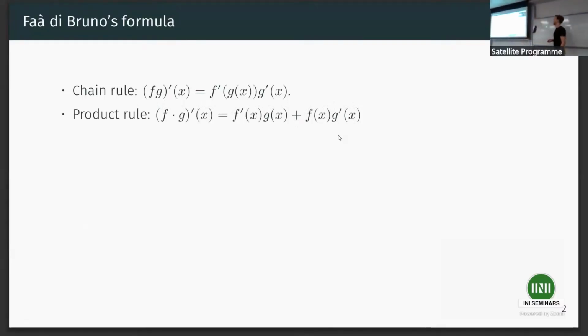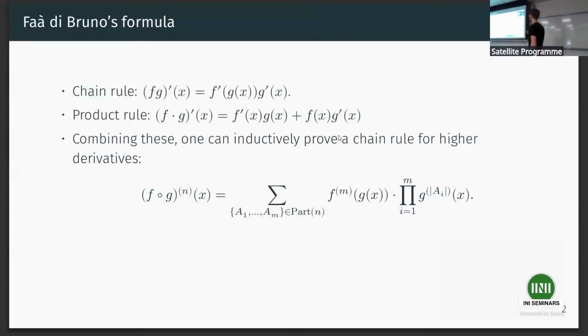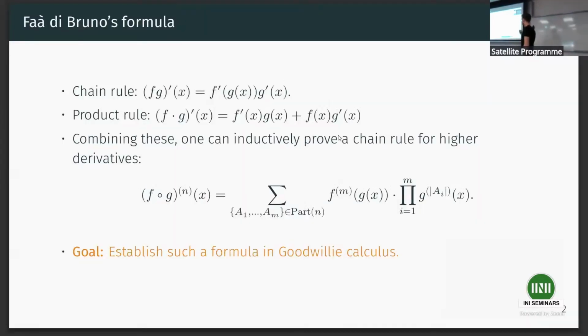And then there's the product rule, which tells us how to compute the derivatives of the product of two functions. If you combine these and do some clever counting, you get a formula that looks like this. The nth derivative of a composite of two functions can be written as a large sum over all partitions of the n element set. So the goal today will be to establish such a formula in Goodwillie calculus.